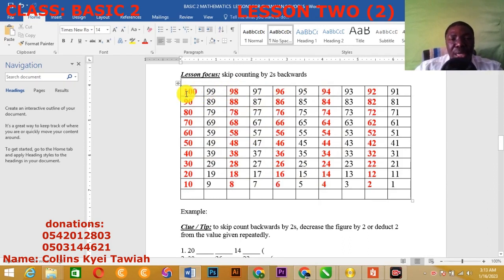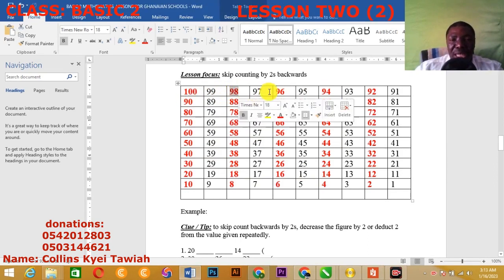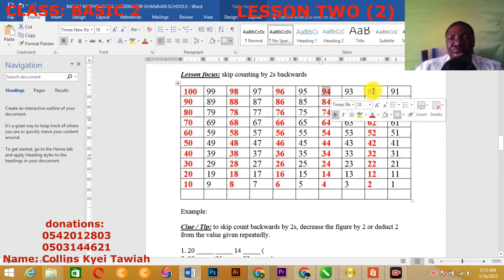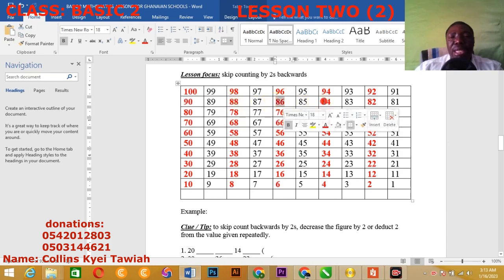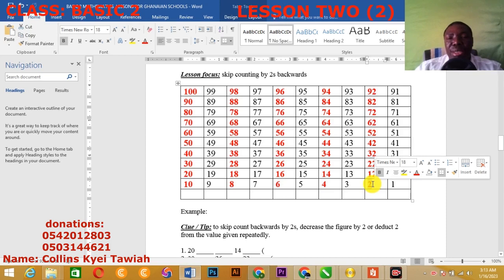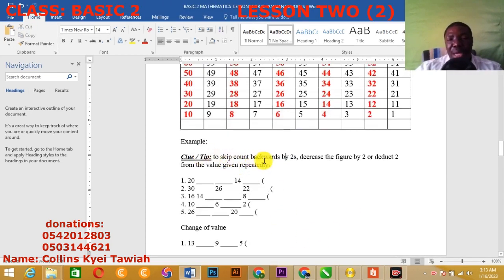From 100 go to 98, 96, 94, 92, 90, 88, 86, 84, 82, 80, 78, and so on. So just reduce the figure by 2. Are we clear? To skip count backwards by 2s, decrease the figure by 2, or deduct 2 from the value given repeatedly. Let's take an example so you understand it better.